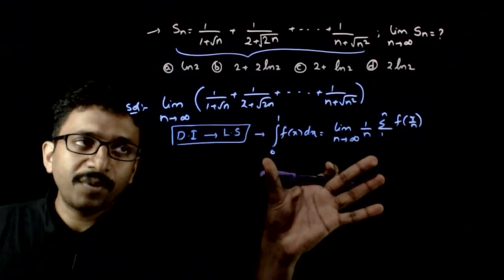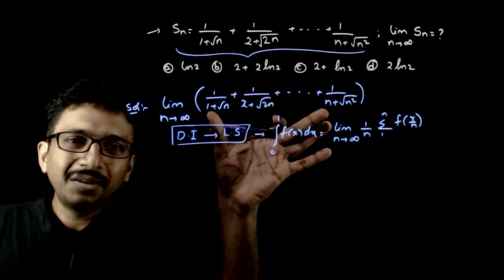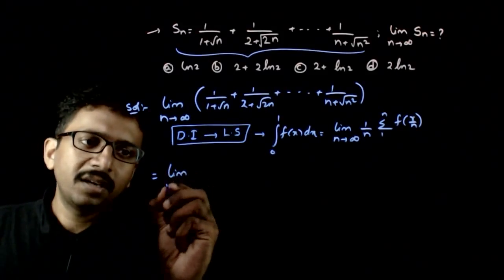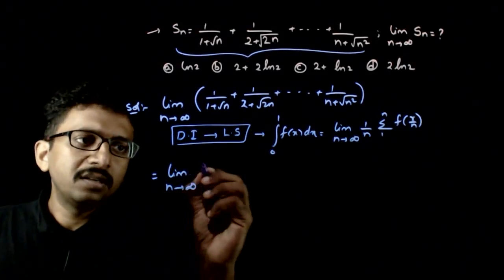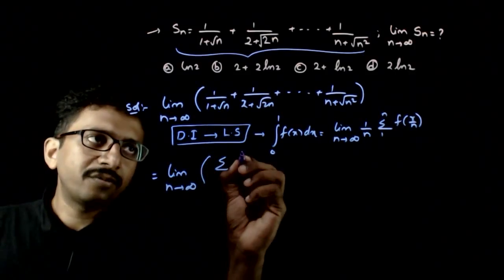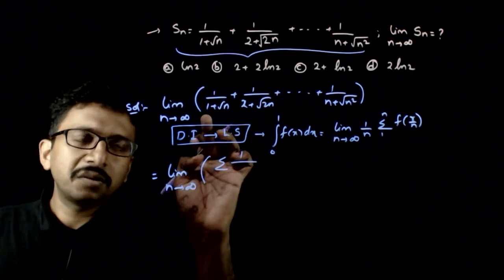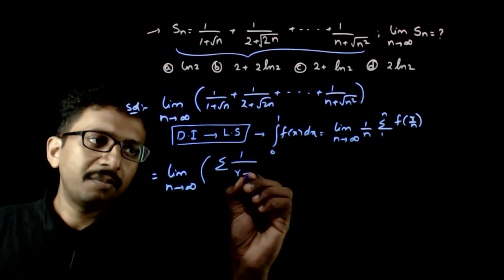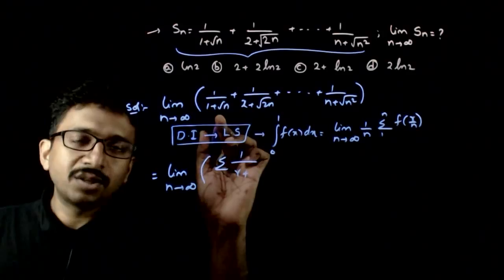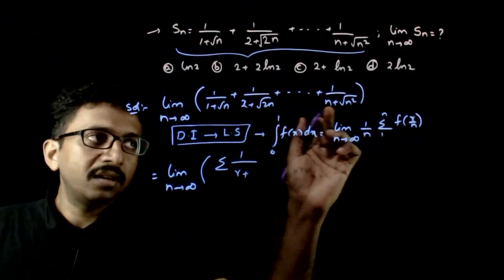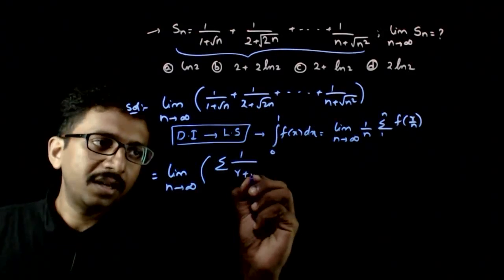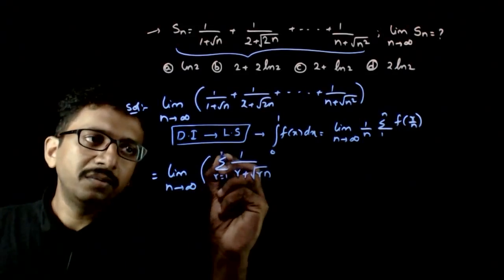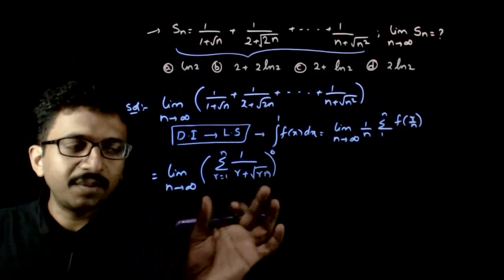To use this formula, first you have to try to write this in sigma notation, that is equal to limit n tends to infinity sigma of 1 by, so we have 1, 2, 3, 4, so on, that is r, plus root n, root 2n, root 3n up to root n into n, this is root of rn, r going from 1 to n. So, this is a sigma notation.